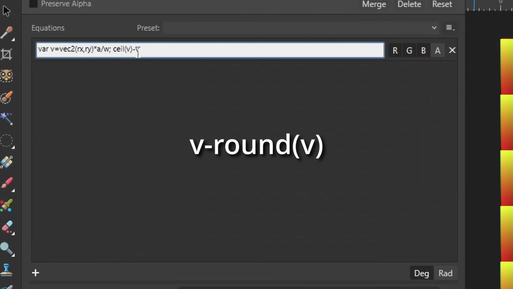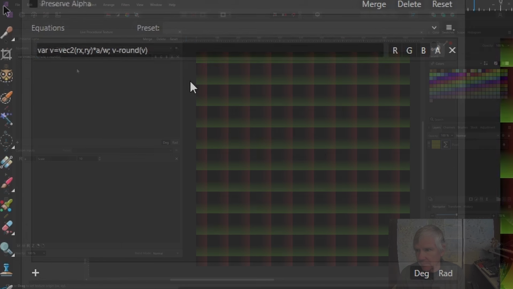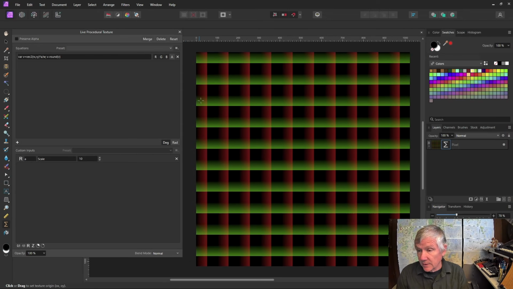Next one I'm going to do is I'm going to look at V minus the round of V. Okay, so this one, it looks like it's oriented the correct way. X increases as you move to the right, Y increases as you move down. But the cool thing here is this is centered on the origin.